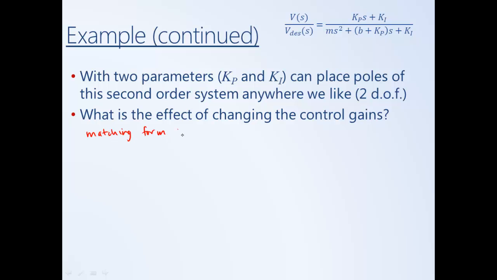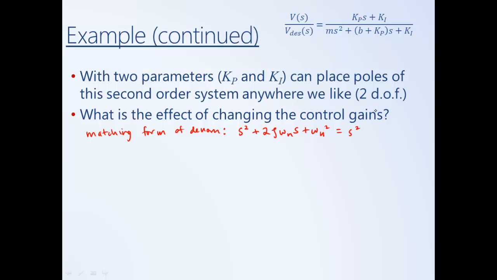So if we match the form of the denominator, a canonical second order system has a denominator of the form s squared plus 2 zeta omega n s plus omega n squared. We can match that to this denominator. In order to get the two to correspond, we need to rearrange this so that the leading coefficient is 1, because that's the form we have here. So in essence, we're going to divide through by m in the denominator.